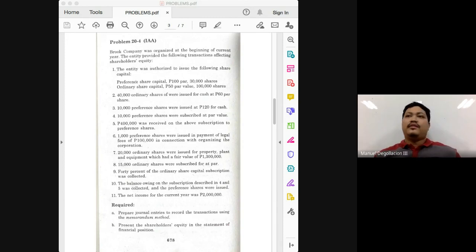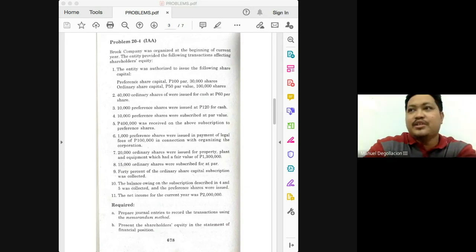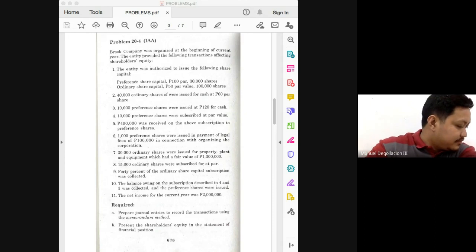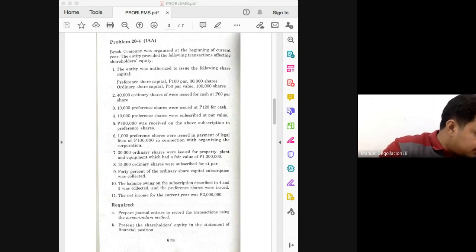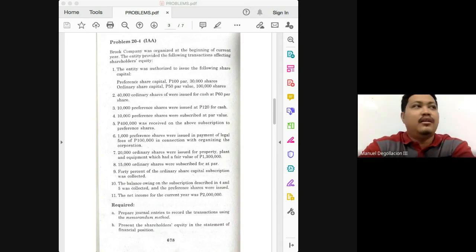And if you got all the entries wrong, class, the balances after these transactions should be: preference shares would be 2,100,000. Ordinary shares would be 3,000,000. Subscriptions receivable 450,000. Share premium 200,000 and 700,000 for ordinary shares and preference shares. Retained earnings would be 2 million for a total shareholders' equity of 8,300,000.